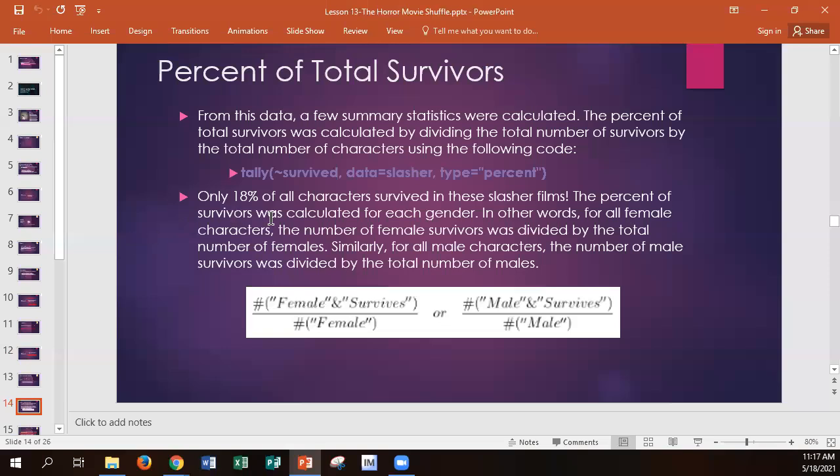The percent of survivors was then calculated for each gender. So in other words, they took all female characters and they looked at the number of female survivors and divided it by the number of female characters there were. And then they did the same for the male. So they saw, okay, how many male survivors were there? And then divided it by how many male characters there were. Okay. So they found each individual gender survival rate.